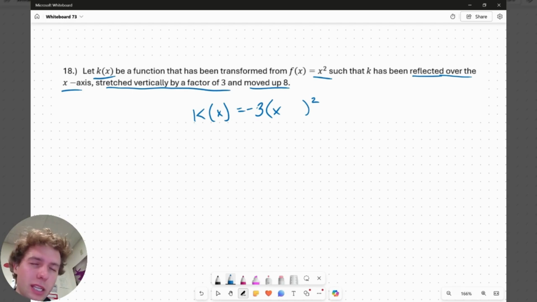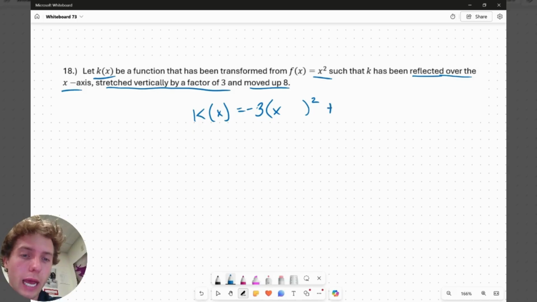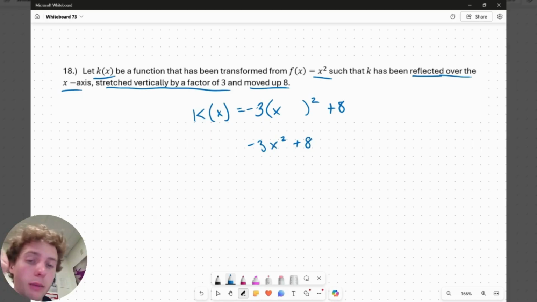It's moving up 8. Up and down is always on the outside, adding or subtracting. It works normally, so up would add 8. Another way we could write this, because there's nothing on the inside, would be something like this.